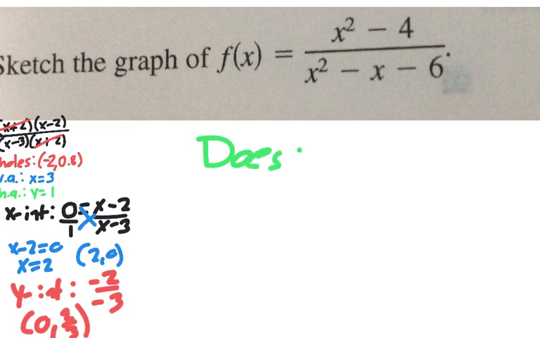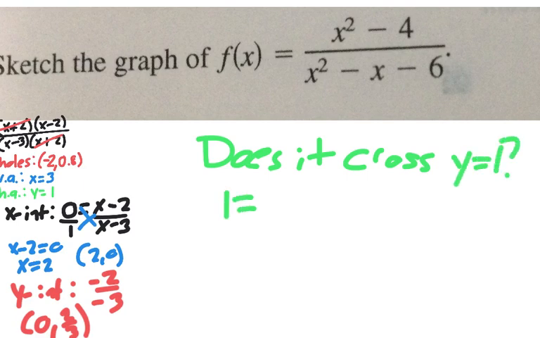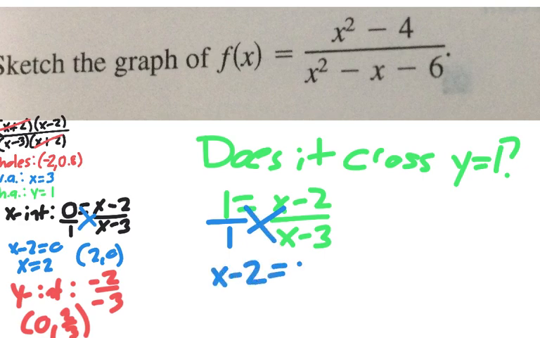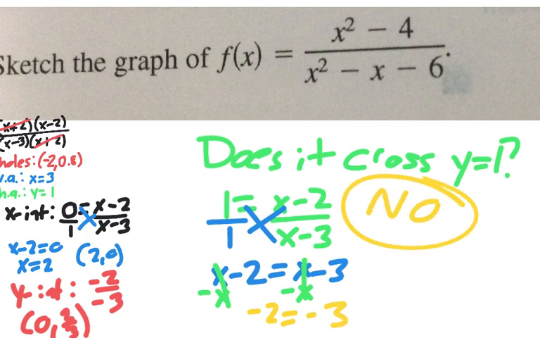And then lastly, does it cross my horizontal asymptote, which is at y equals 1? So I'm going to say 1 equals x minus 2 over x minus 3. Put this over 1, cross multiply. That tells me x minus 2 equals x minus 3. Subtract x. So I get negative 2 equals negative 3, which is nonsense. So no, it doesn't cross y equals 1. Then we should sketch these points.